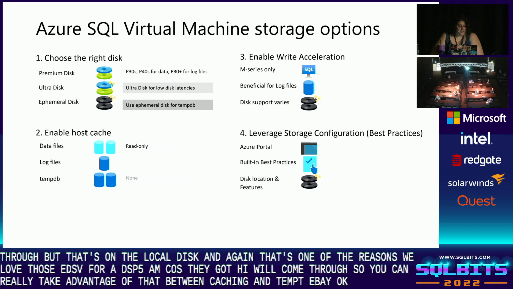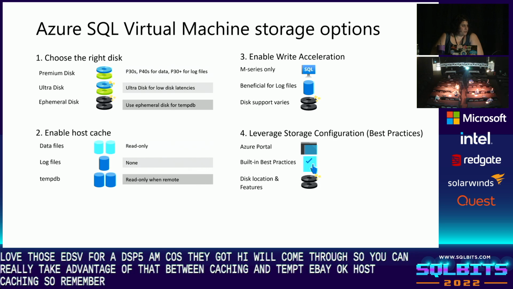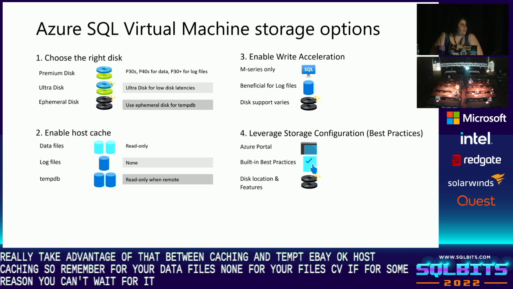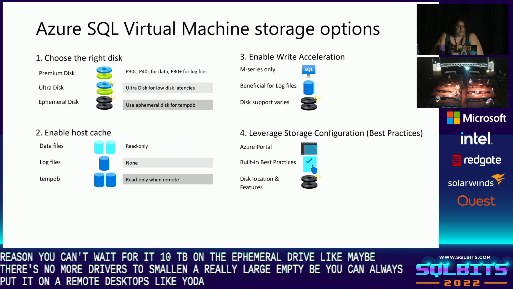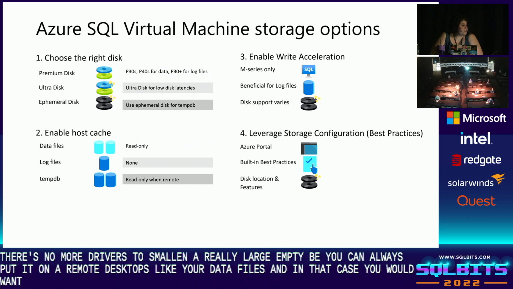Okay. Host caching. So remember, read only for your data files, none for your log files. TempDB, if for some reason you can't leverage TempDB on the ephemeral drive, like maybe the ephemeral drive is too small, you need a really large TempDB, you can always put it on a remote disk, just like your data files, and in that case, you would want read-only caching for your TempDB as well, okay?